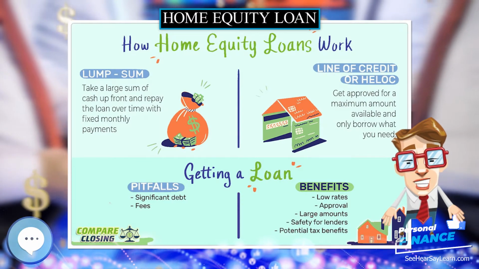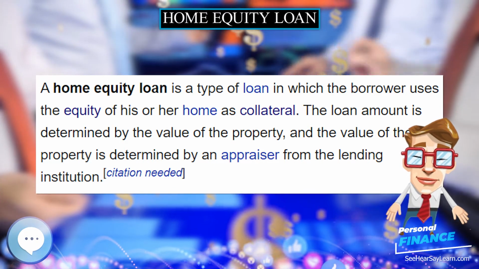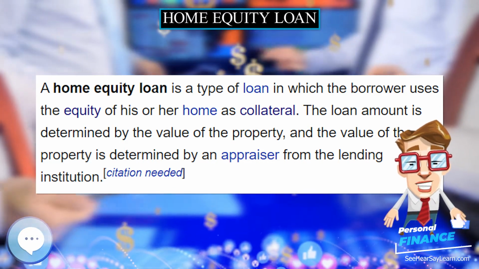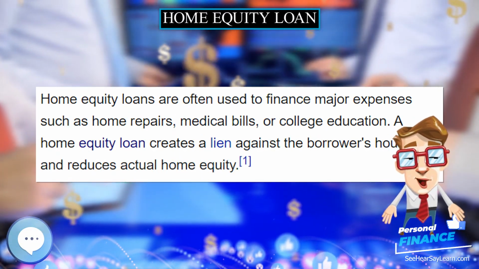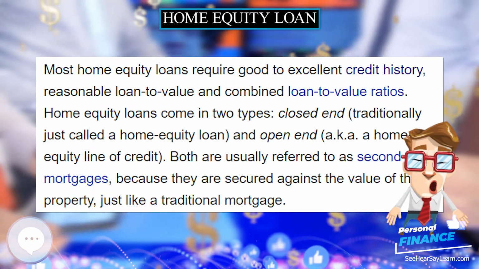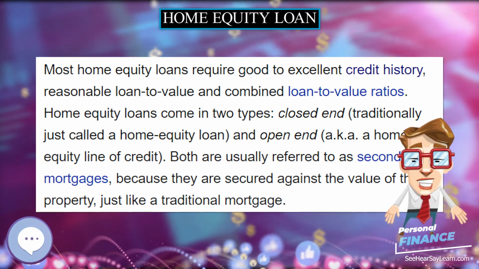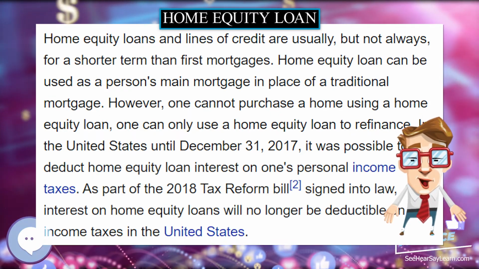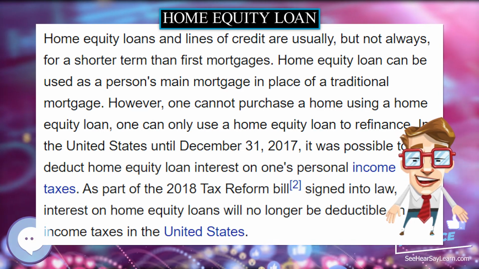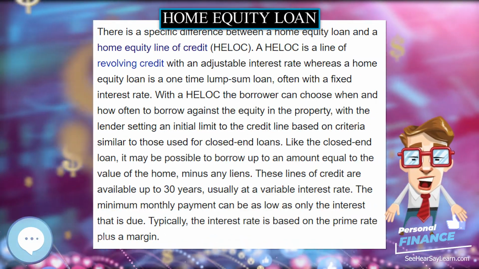Home equity loans come in two types: closed-end, traditionally just called a home equity loan, and open-end, aka a home equity line of credit. Both are usually referred to as second mortgages, because they are secured against the value of the property, just like a traditional mortgage. Home equity loans and lines of credit are usually, but not always, for a shorter term than first mortgages.